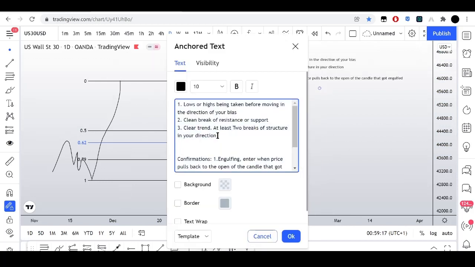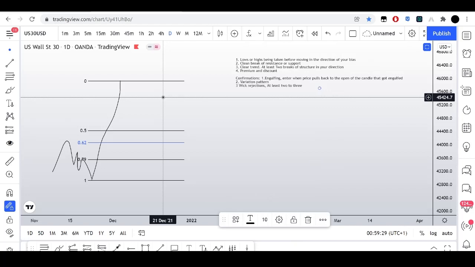Don't worry, like I said, we're going to go over a few chart examples. Premium and discount. Okay, so there we go. So now let's get into the live data, the live examples.